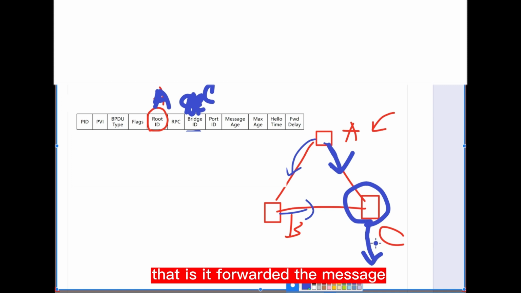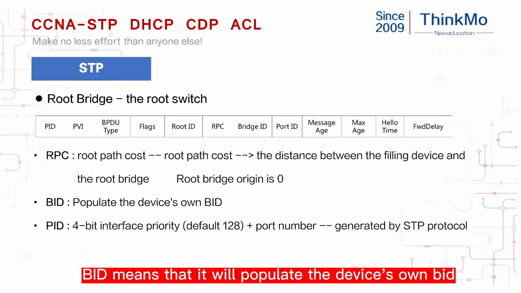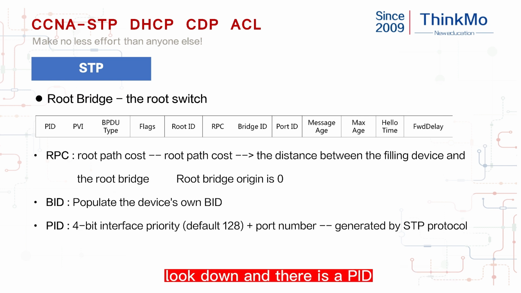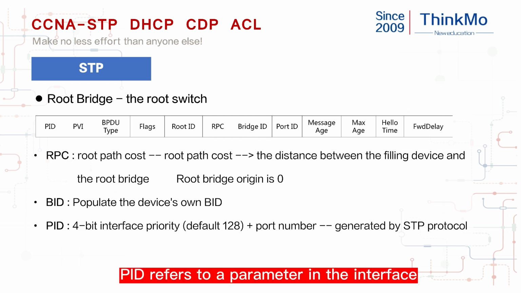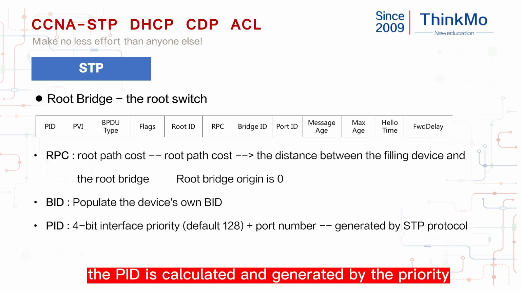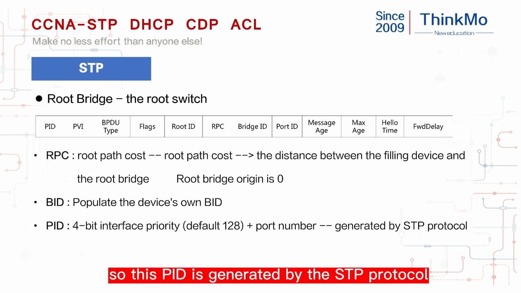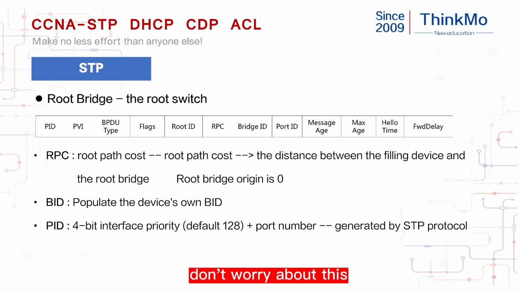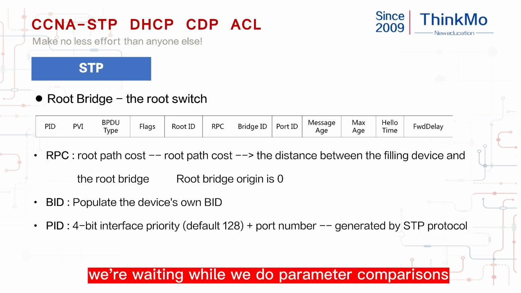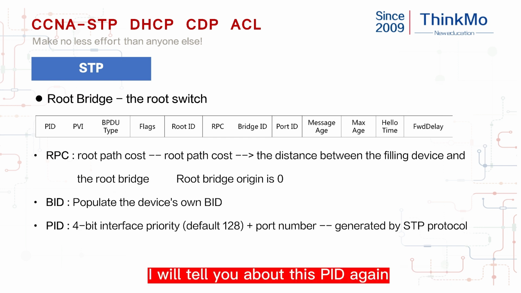That is, it forwarded the message. Then it needs to change the bridge ID of the sending message to itself. BID means that it will populate the device's own BID. Look down and there is a PID. It's simple. PID refers to a parameter in the interface, where the device is currently sending this message. The PID is calculated and generated by the priority of the interface plus the port number. So this PID is generated by the STP protocol. Don't worry about this. We're waiting while we do parameter comparisons. I will tell you about this PID again.